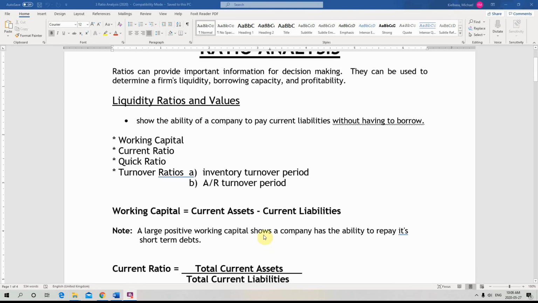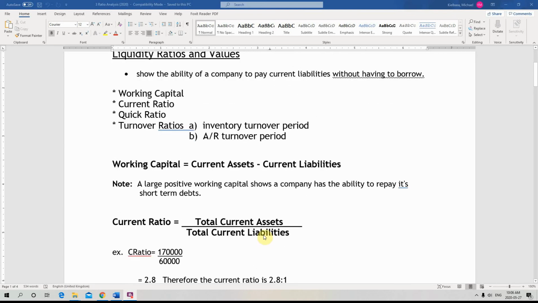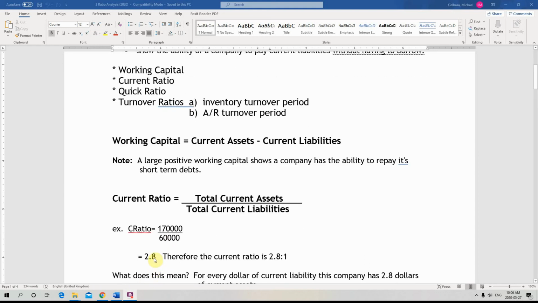All right, the next one is the current ratio, and the current ratio is basically your total current assets divided by your total current liabilities. So in this example, okay, we have $170,000 in current assets and $60,000 in current liabilities. And we ultimately get an answer of 2.8. Okay, I'm not sure if that's the correct answer rounded, but okay, to one decimal place, I'm sure it is.